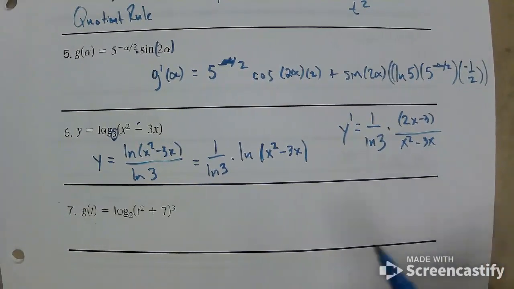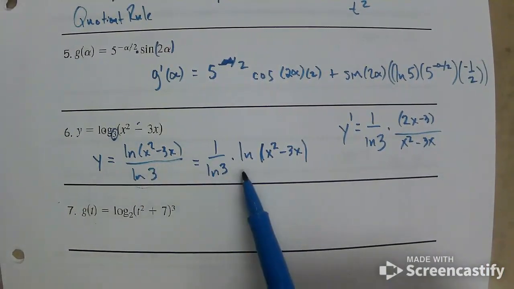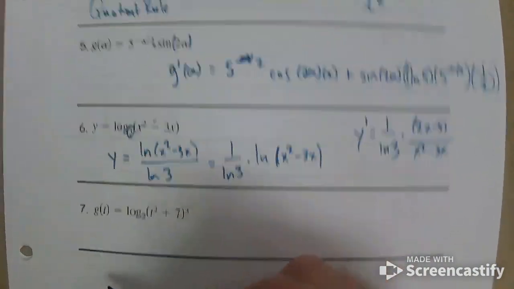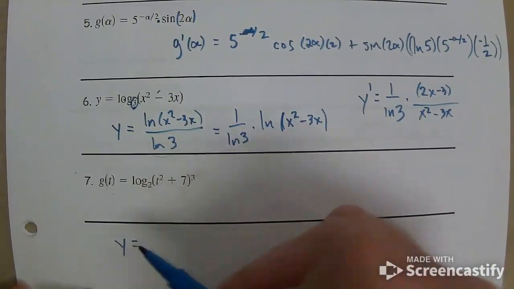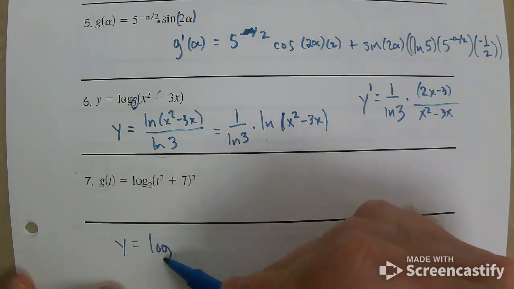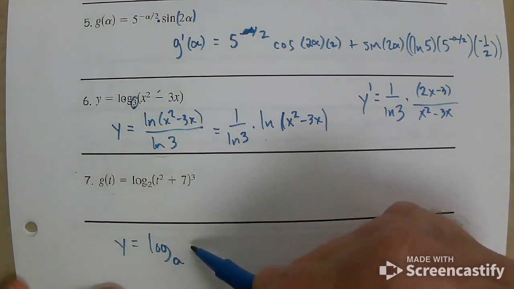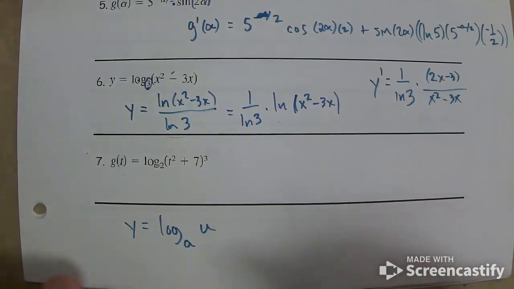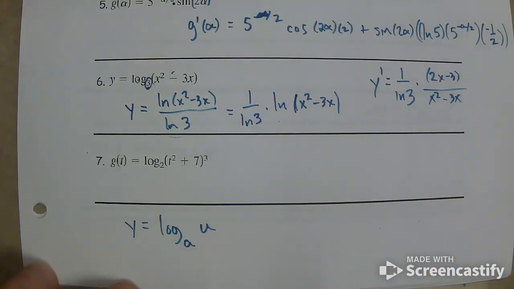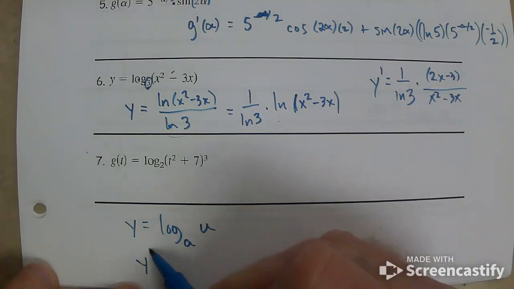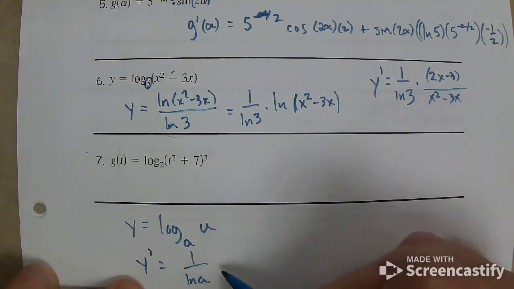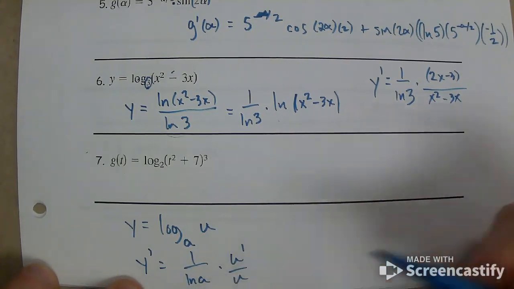Okay. So I'm going to trust this scenario and just realize that if I'm in the form of y equals log base a of u, and a is not equal to e, even if it was equal to e, it would still work. It'd just be the natural log of e. Our derivative here is going to be 1 over natural log of a times u prime over u.